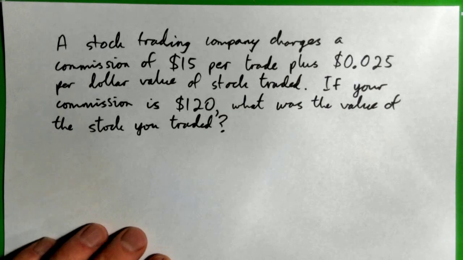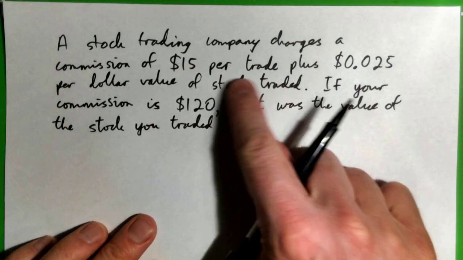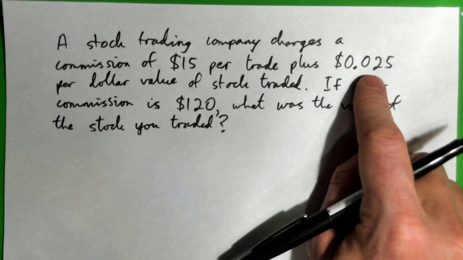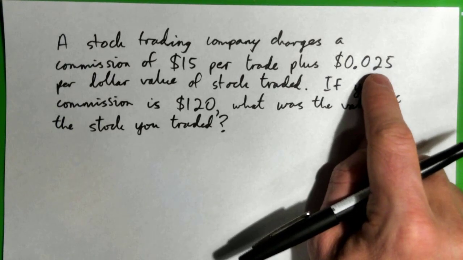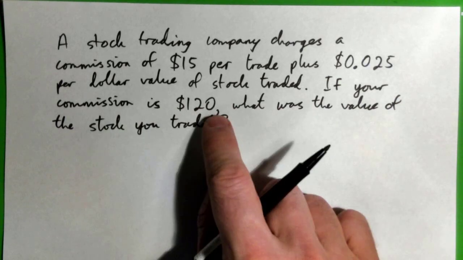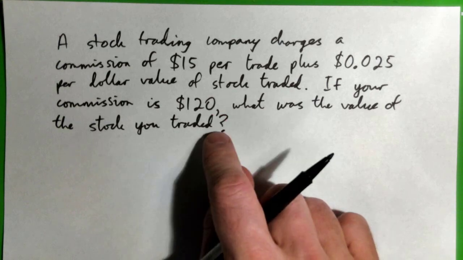So a stock trading company charges a commission of $15 per trade plus 2.5 cents per dollar value of stock traded. If your commission was $120, what was the value of the stock you traded? Okay.